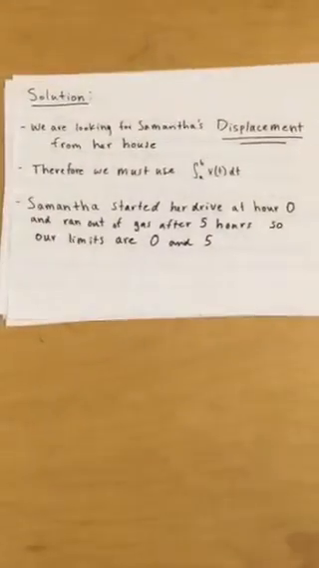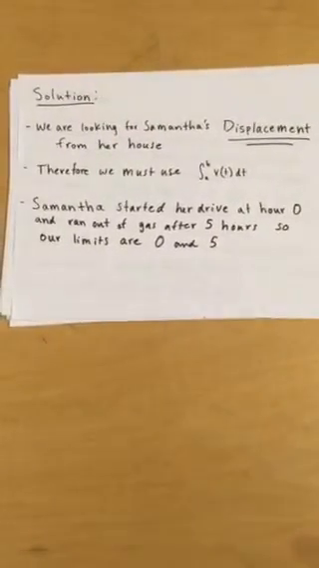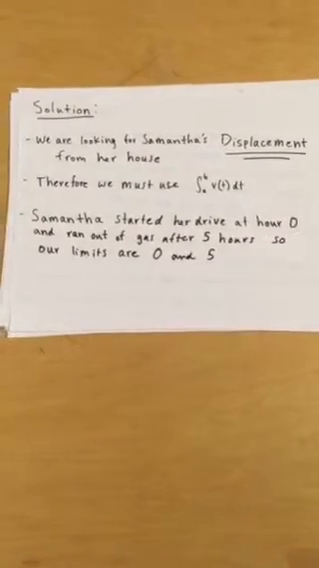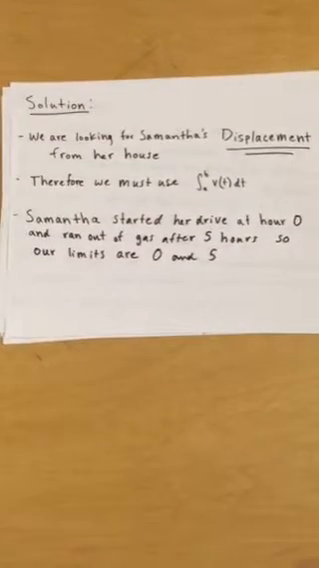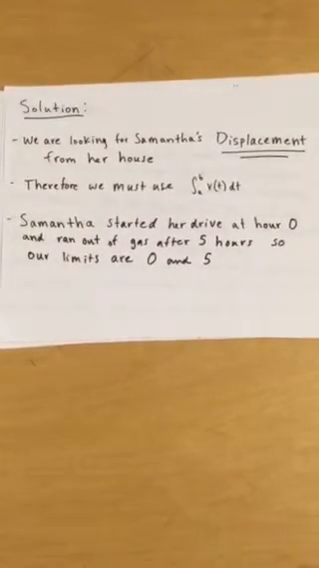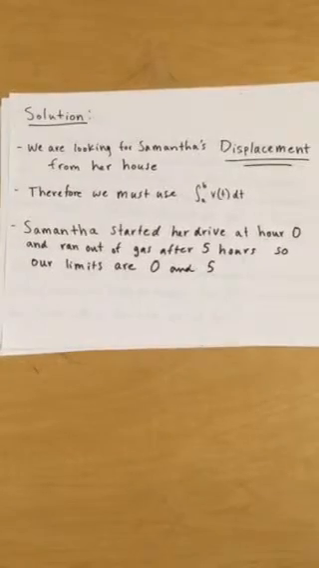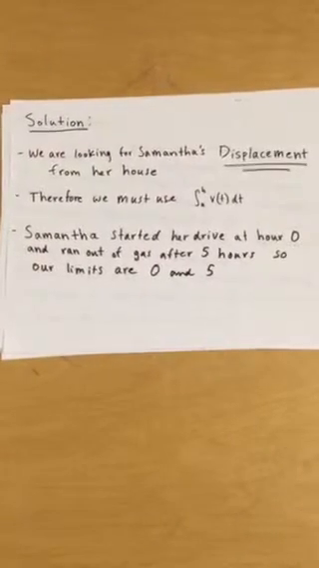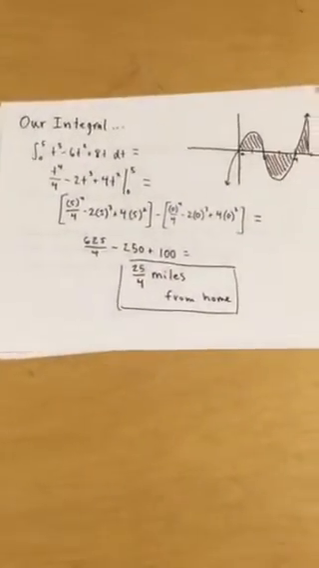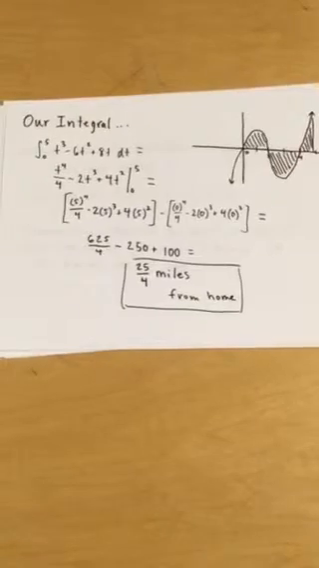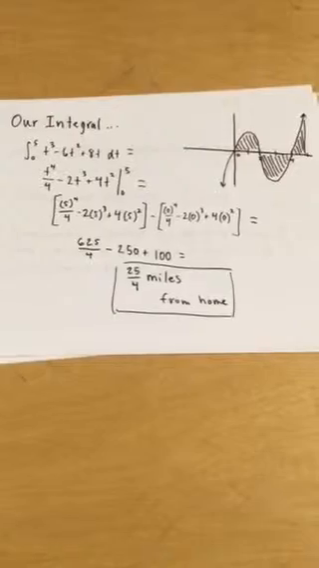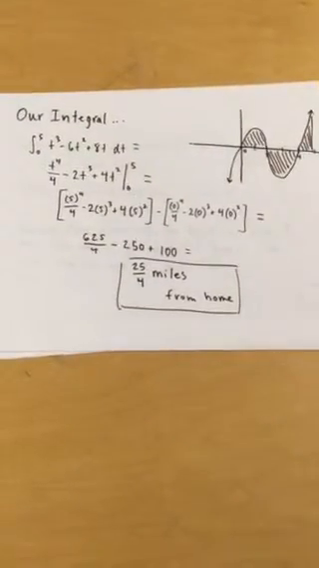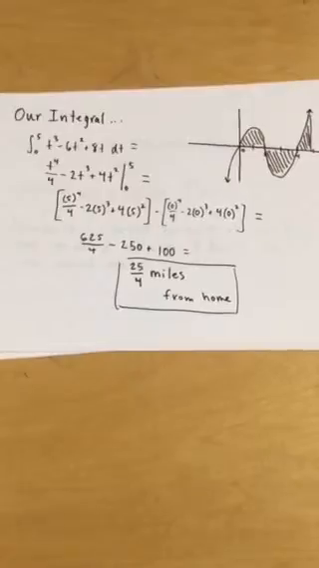So the solution in this case is displacement. Therefore, we must use the integral from point a to point b of v of t dt. Samantha started her drive at hour 0 and ran out of gas after 5 hours, so our limits are 0 and 5. So the integral used to solve this problem would be the integral from 0 to 5 of t cubed minus 6t squared plus 8t dt. And we solve all that out and you get 25 over 4 miles from the house.